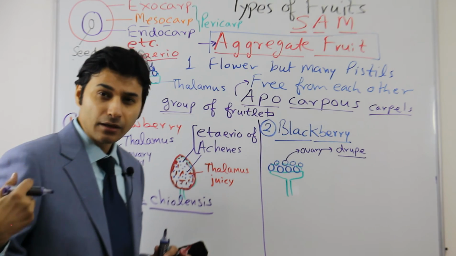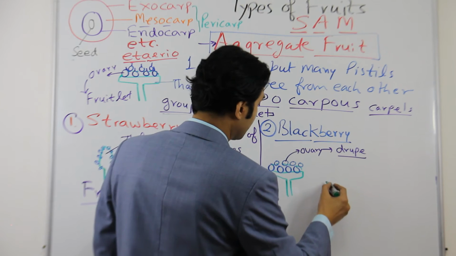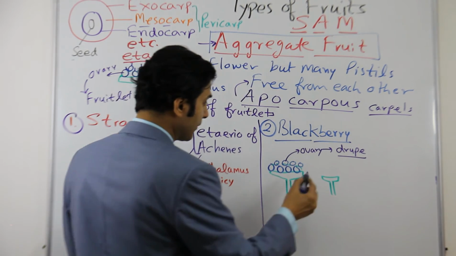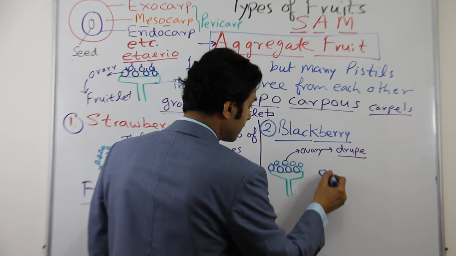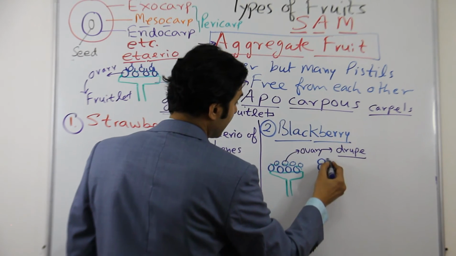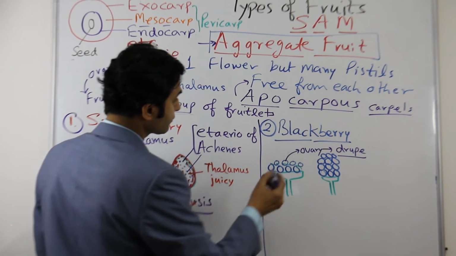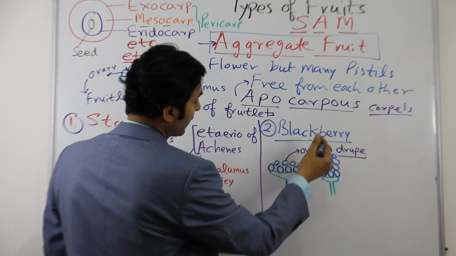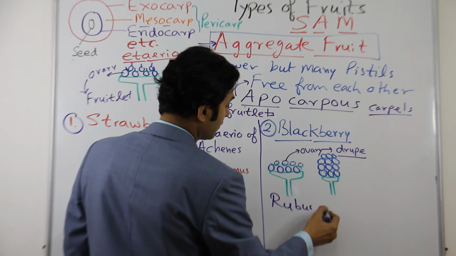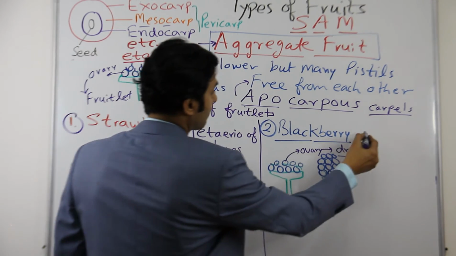As I said in my earlier videos, you can see all the classifications about simple fruits. So after fertilization, what happens? Each one changes, and this makes an aggregation. That's why it is an aggregate fruit. This makes an aggregation of these fruitlets. So this one is your blackberry. The species name is Rubus species. This is the blackberry.